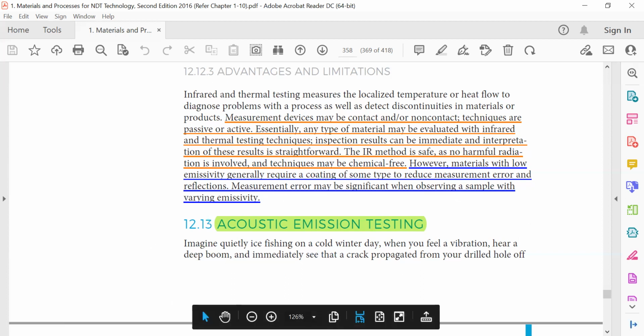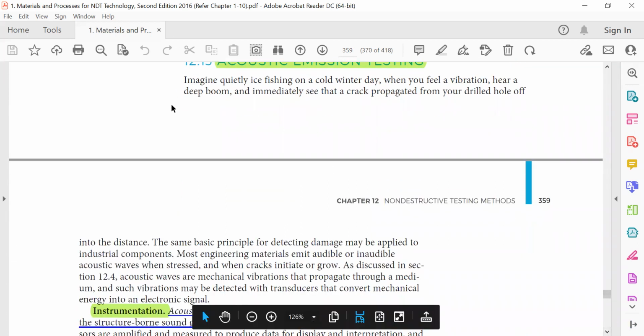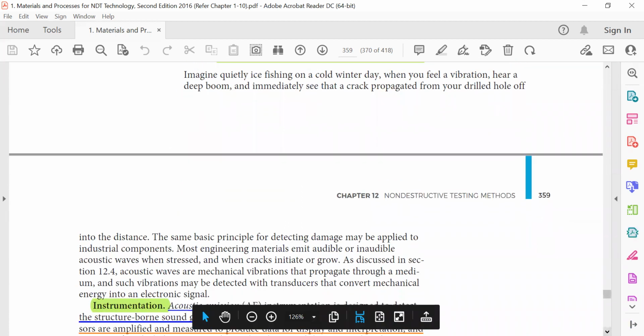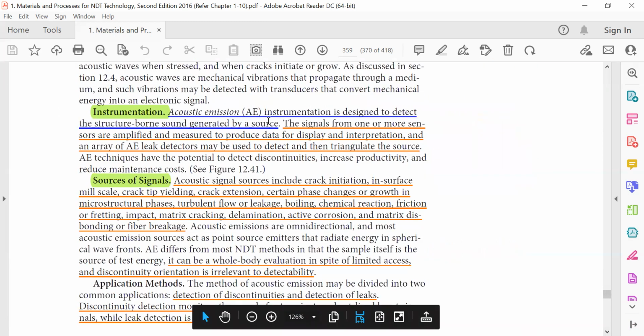Acoustic emission testing. For this I also have one video. You can see that this is just extra, anything is there in this book.